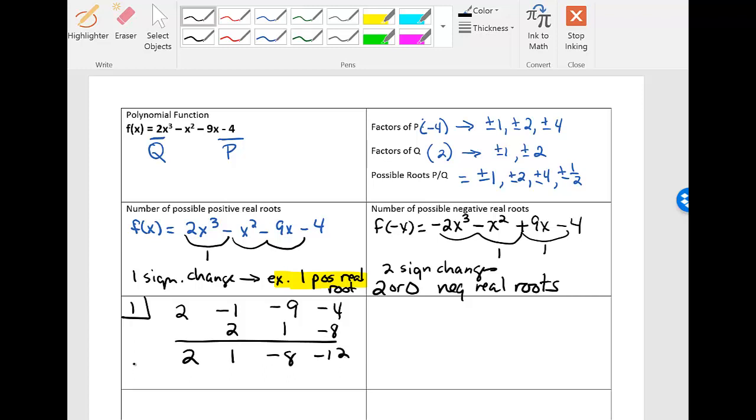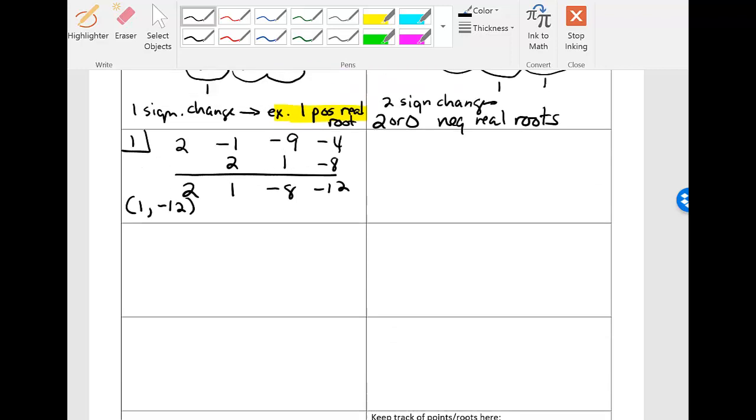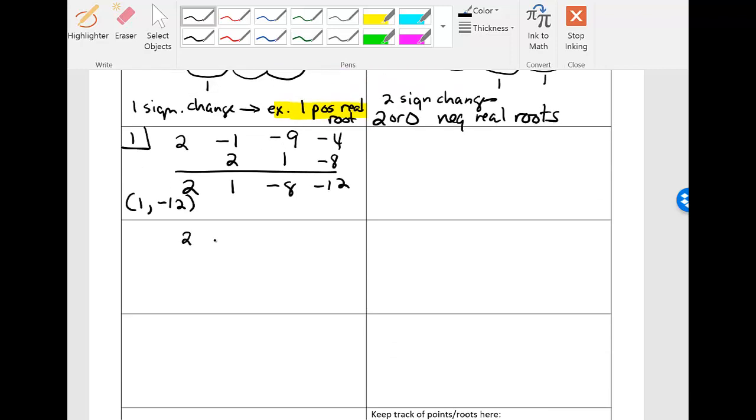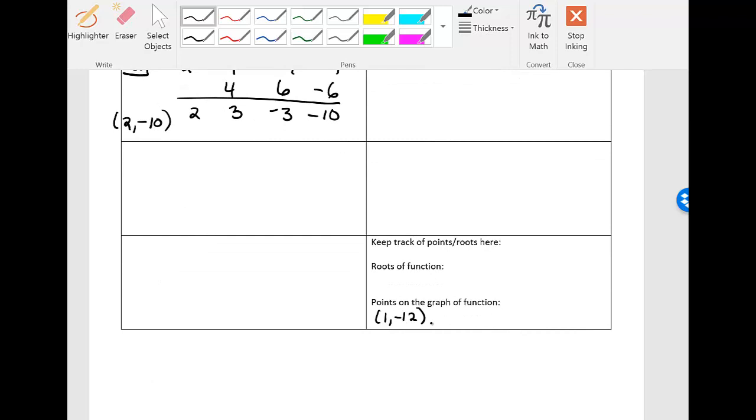So this one did not work. What it does is give me the address of a point, 1, negative 12. Since it didn't work, I'm using the exact same numbers I did before. This time I'm going to try 2. And again, no luck. It gives me a point, 2, negative 10. So I'm racking up the points down here.